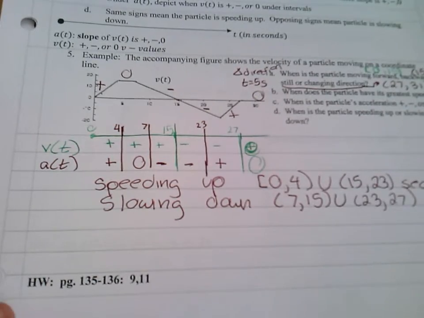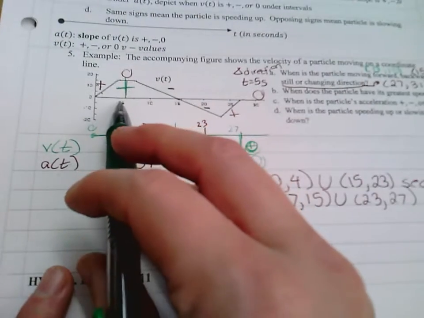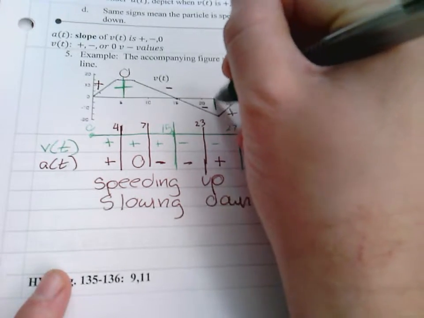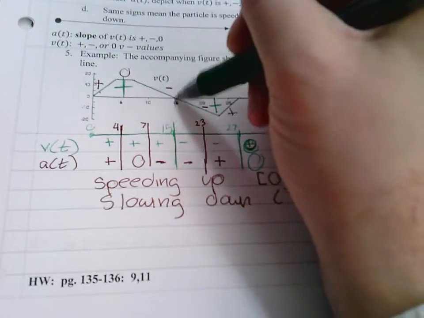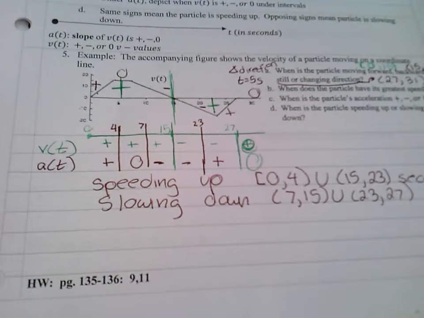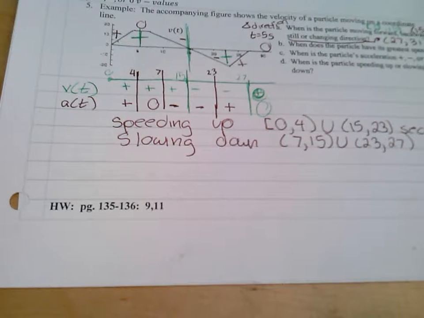Okay? If you want to, you could also do this type thing. The green would be representing velocity. And you just look at where you have opposite signs, and of course that's when you're changing direction. Okay, so homework will be on 3.4, 9 through 11.